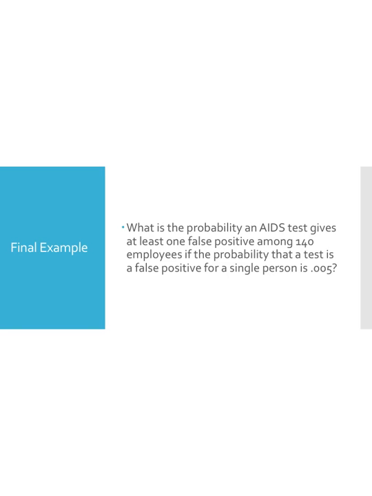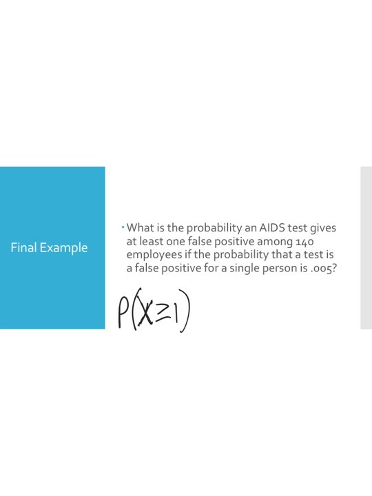And finally, this one is a unique one. What is the probability an AIDS test gives at least one false positive amongst 140 employees if the probability that a test is a false positive for a single person is 0.005 or 0.5%? So of course, when we say at least one false positive, what we're really saying is that X is greater than or equal to 1. This is a capital X, by the way, just for grammatical purposes.